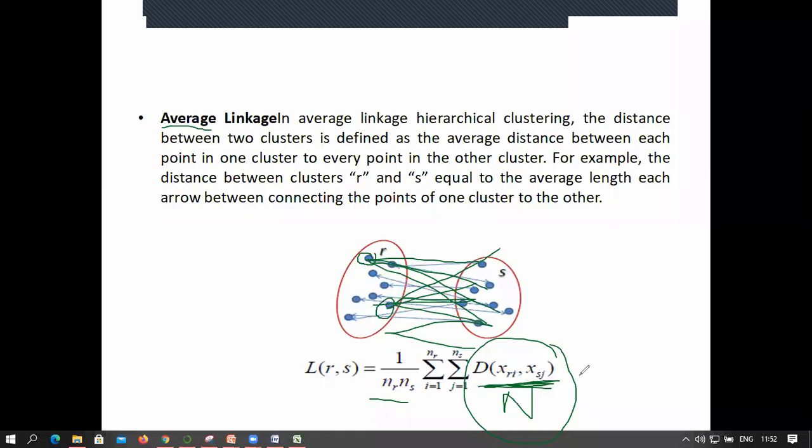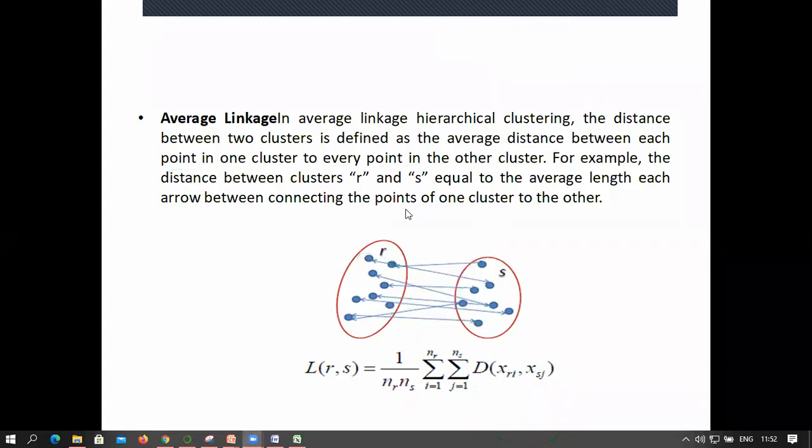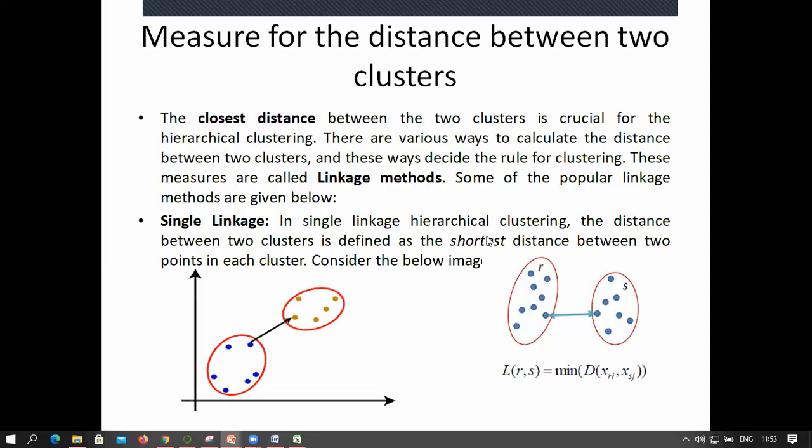Okay, so whatever you are getting, that is your distance between these 2 clusters. Suppose the average is coming out to be something around 5.5. So that is the distance actually between these 2 clusters. Okay, so in average linkage hierarchical clustering, the distance between 2 clusters is defined as the average distance between each data point in one cluster to every point in another cluster. You are finding the average of that. Okay, so there are 4 methods to find out the distances between the clusters. So even this is an important point in case of hierarchical clustering.